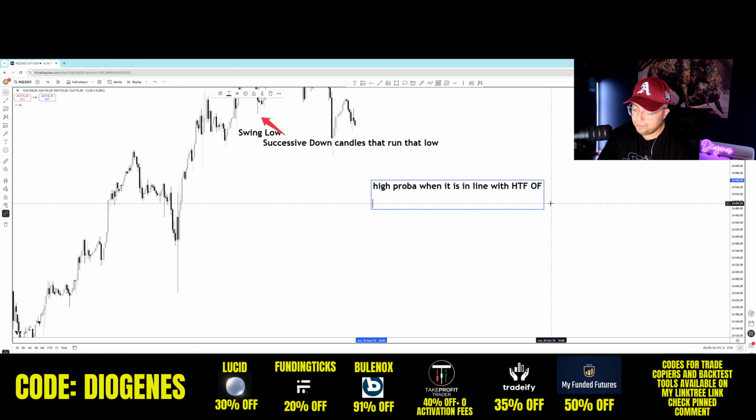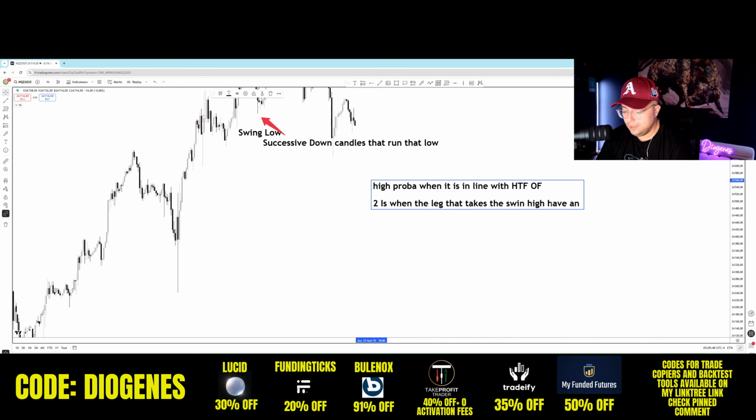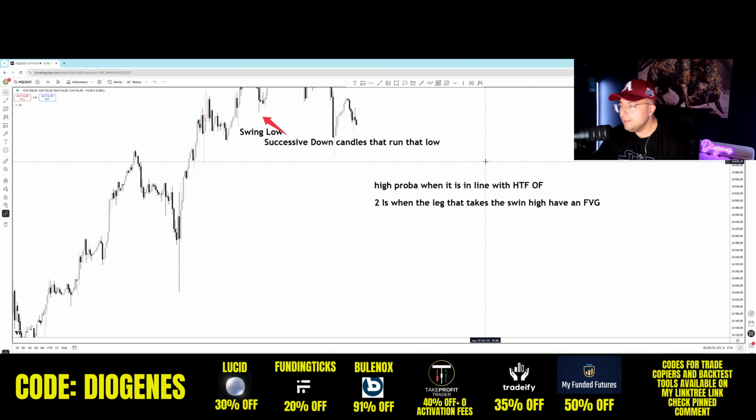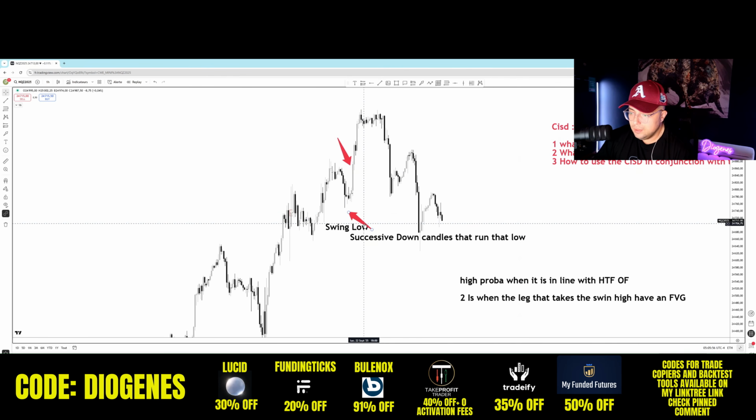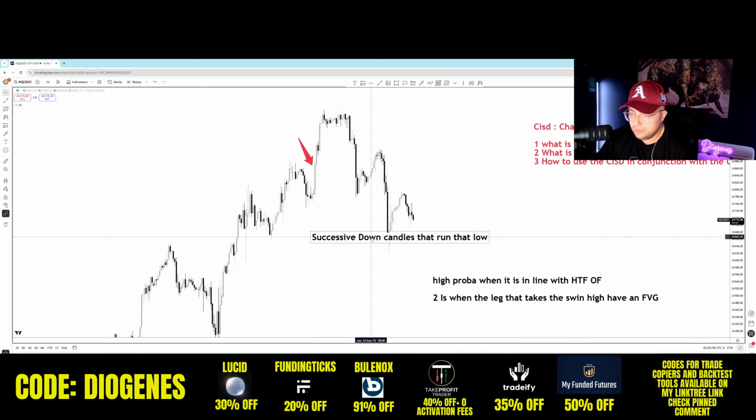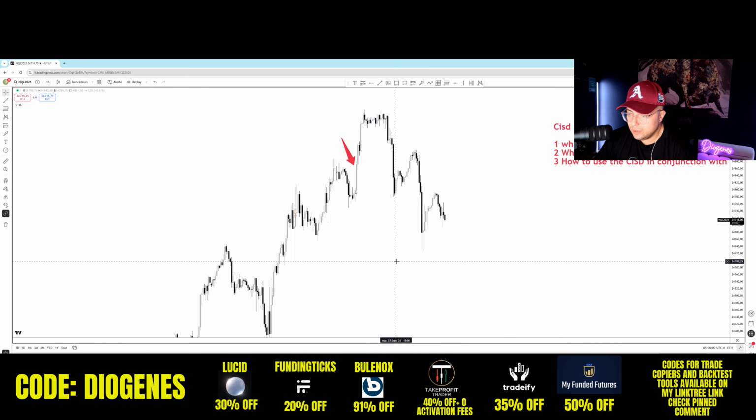Okay. So now the second point of how to define a high probability CSD. A higher probability CSD, number two, is when the leg that takes the swing high has an FVG, right? So the CSD will actually inverse that FVG. Okay, let me give you guys an example.